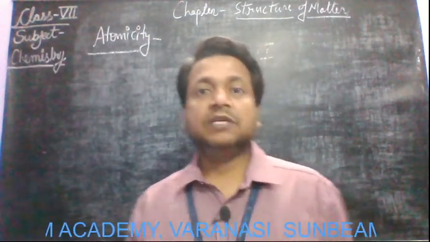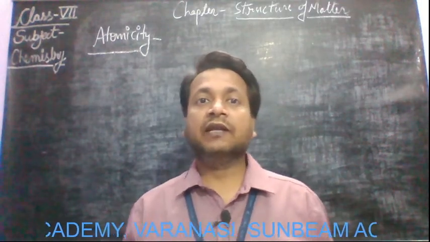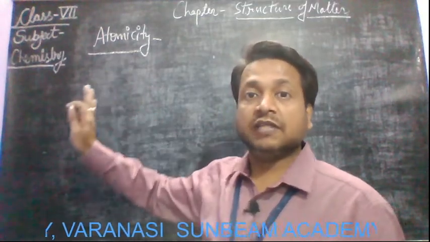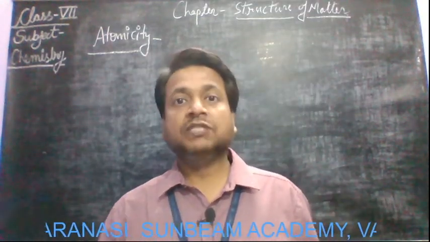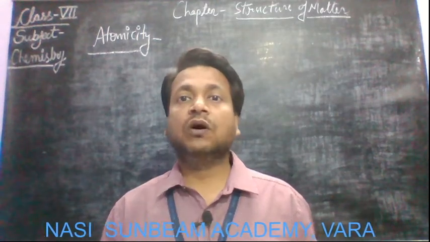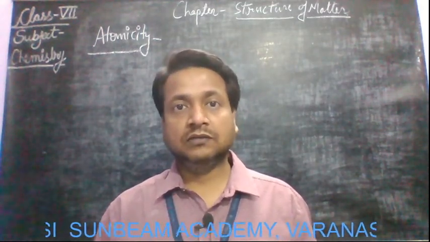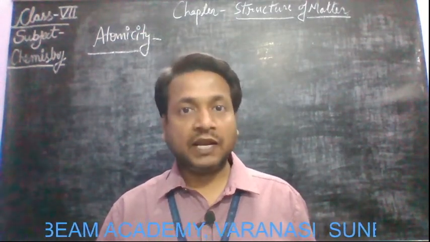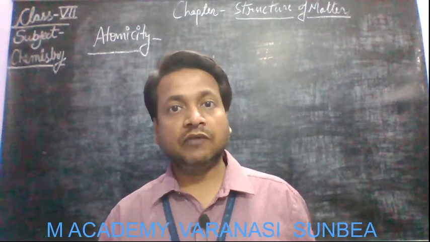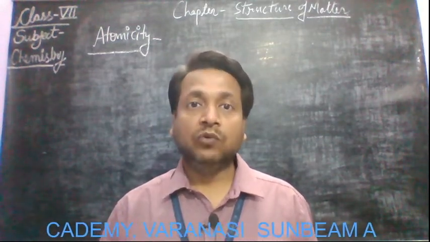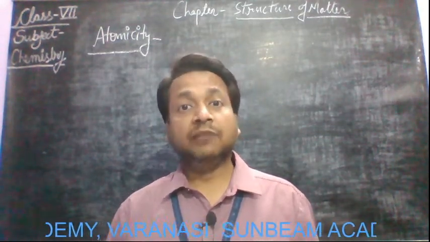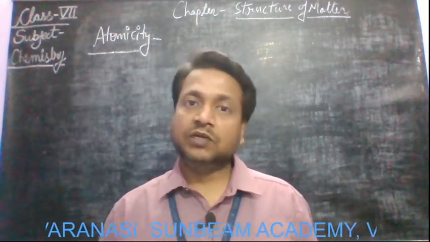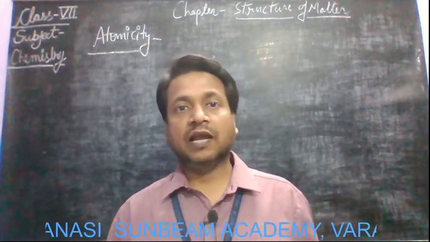The term atomicity simply indicates the number of atoms which are present in one molecule of any element. So that is termed as its atomicity. If only one atom is present in a molecule of an element, it is termed as a monoatomic element, and if two atoms are present in one molecule of an element, it is termed as a diatomic element.